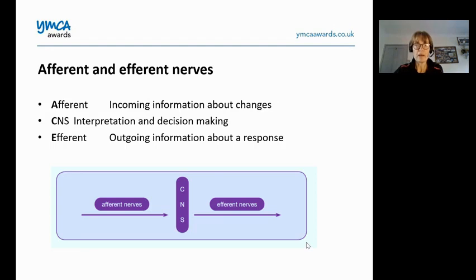So I mentioned there the afferent and efferent, and here's just an image. If you think of the acronym ACE: A for afferent, C for your CNS interpretation, and E for efferent, so incoming, interpretation, and outgoing. That ACE idea can help you to remember which one is which.